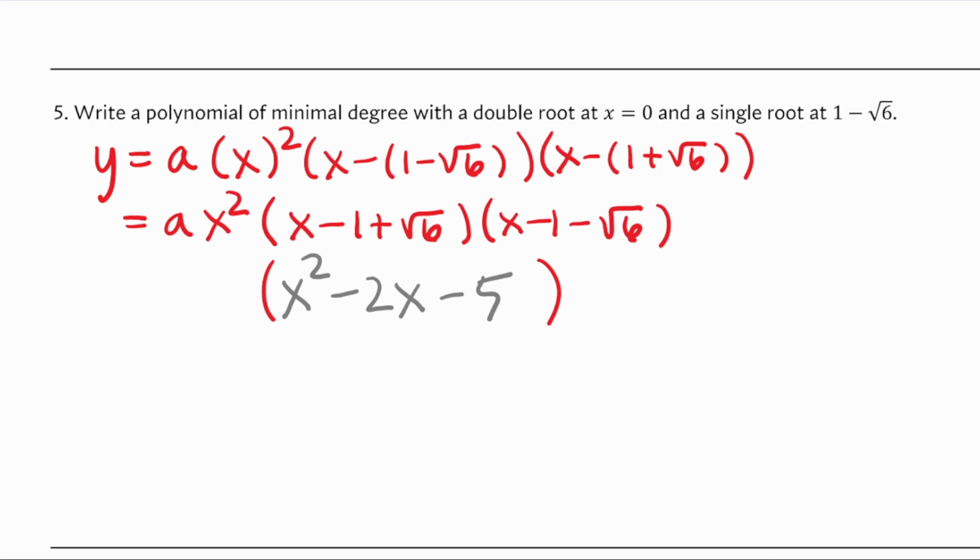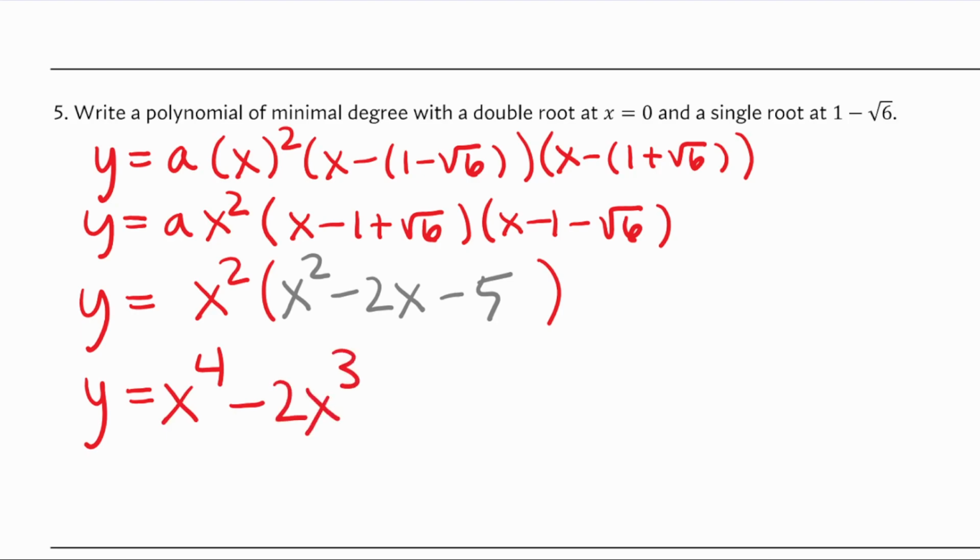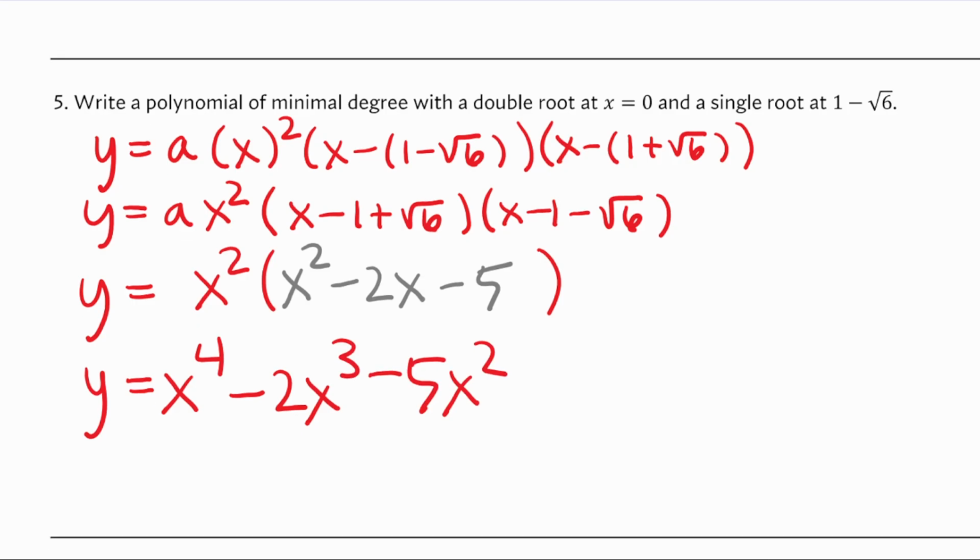And over here, I've still got y equaling, we're going to let a equal 1, because, again, no specification on the leading coefficient of this polynomial. Then when I distribute the x squared, I'll get x to the 4 minus 2x to the third minus 5x squared. And that's going to have the requested properties.